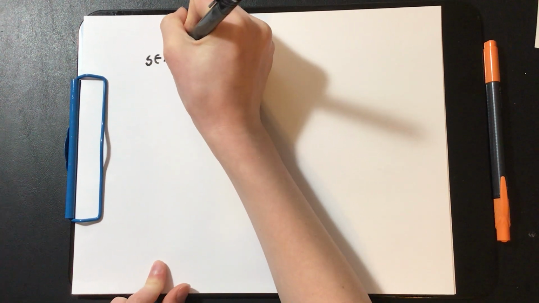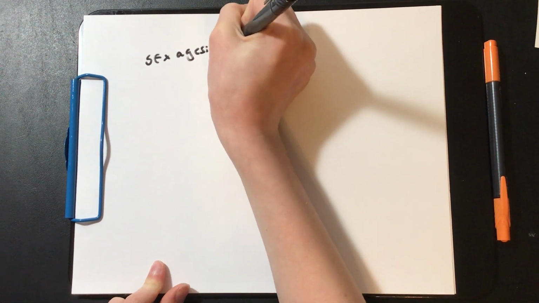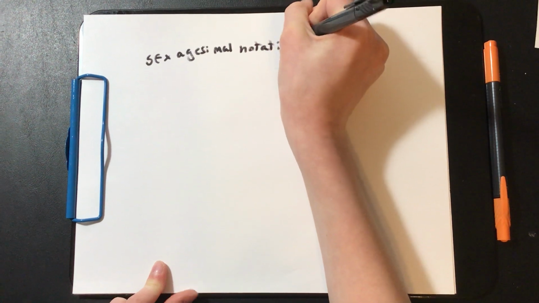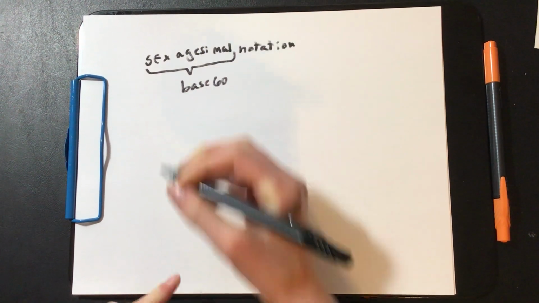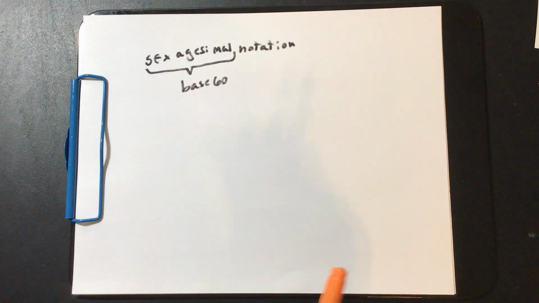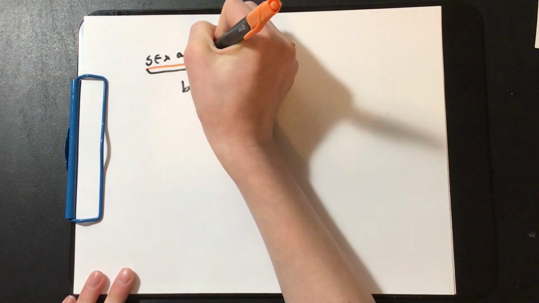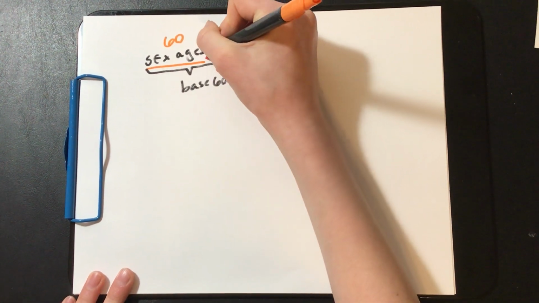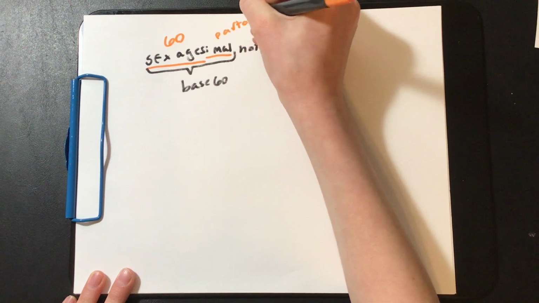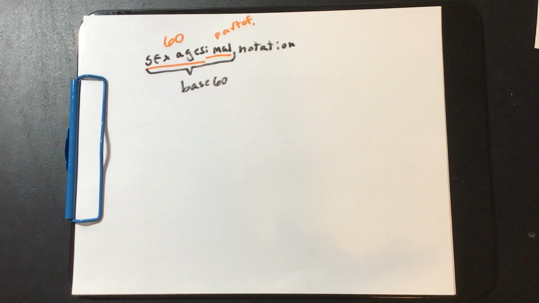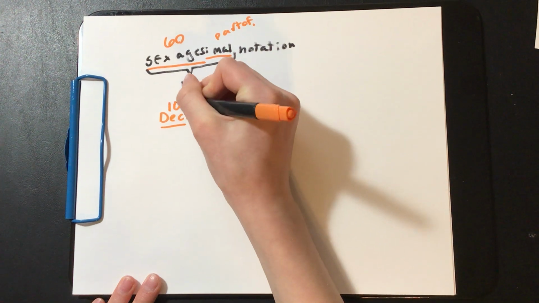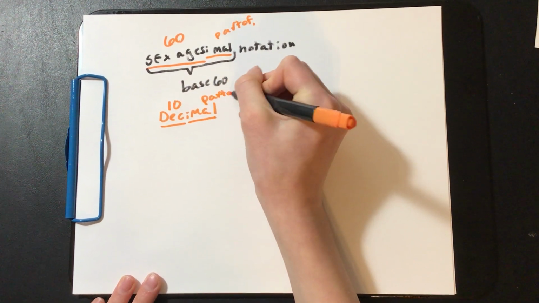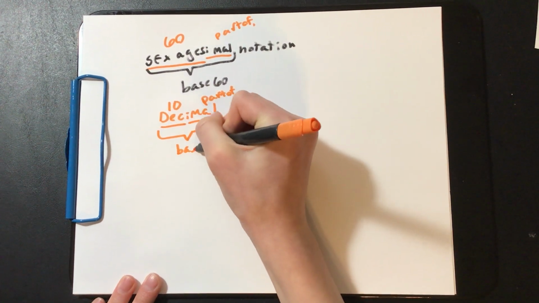Sexagesimals notation. Sexagesimal means basically base 60, like base 10, but with base 60. I'm going to stop writing with that because that marker isn't very good. Okay, I'll throw it away. So anyway, sexages means 60, and imal means part of, sort of how decimal means 10 and part of. So it is like base 10.